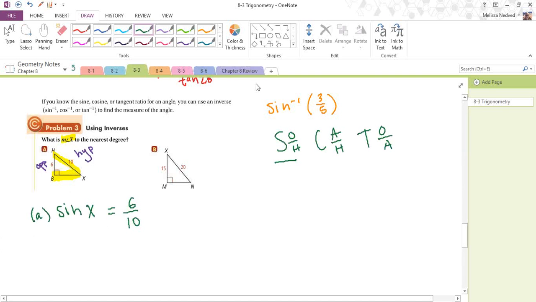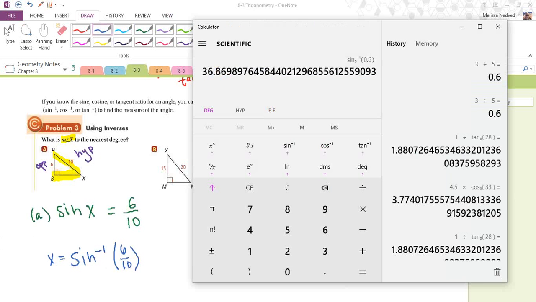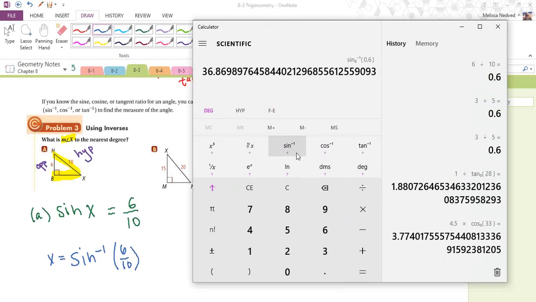I undo sine by using what's called the inverse function. So I can say x is equal to the inverse sine, or sine to the -1, of 6/10. That's how you undo a trig function. That's how you get the variable by itself. So inverse sine of 6/10, just like we practiced in our calculator, it's actually the same thing. 6 divided by 10, enter, then inverse sine, about 36.9. Actually, it says to the nearest degree. So x is about 37 degrees.